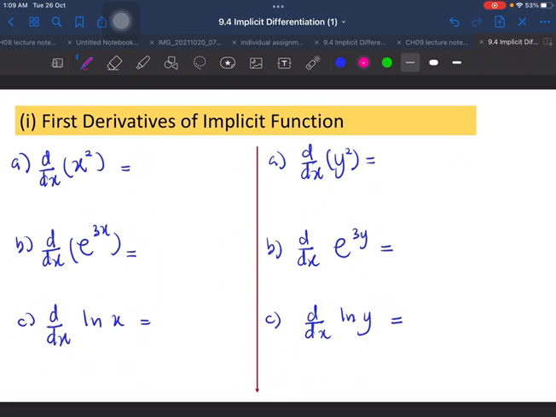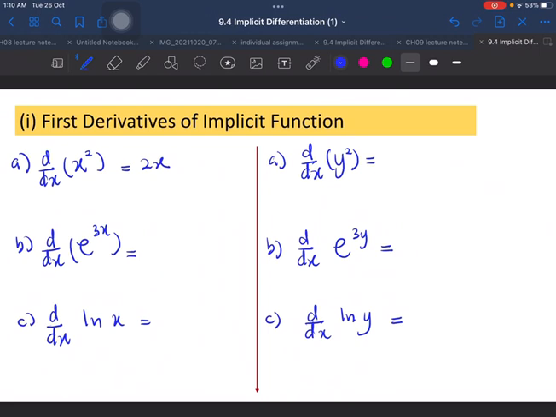Okay, kita tengok perbezaan when we do derivative for variable x and variable y. Let's say for a, we have d over dx for x square. We know that the answer is 2x.